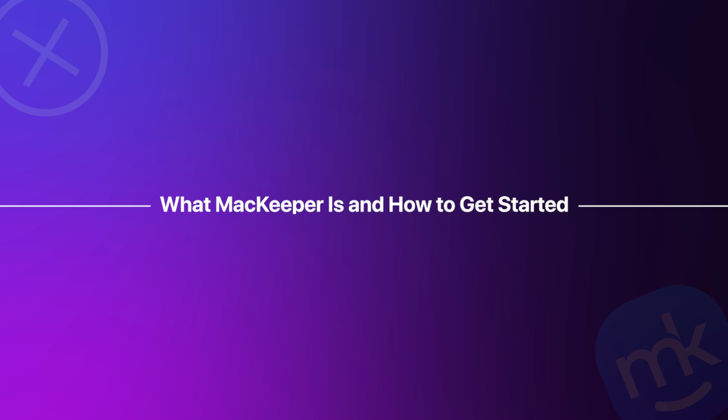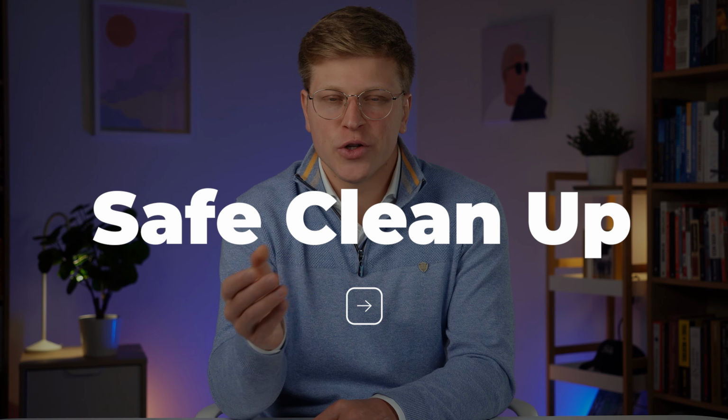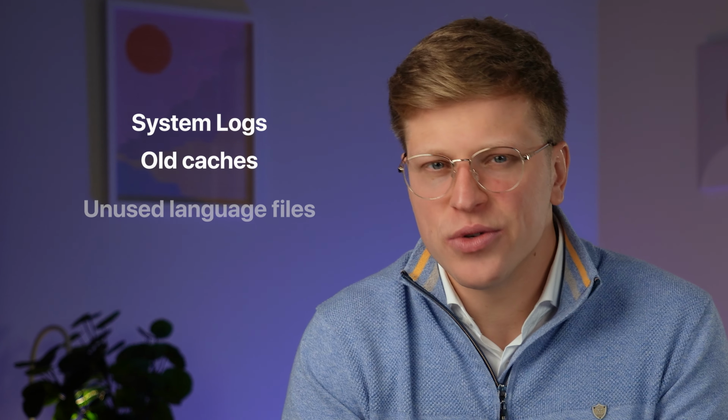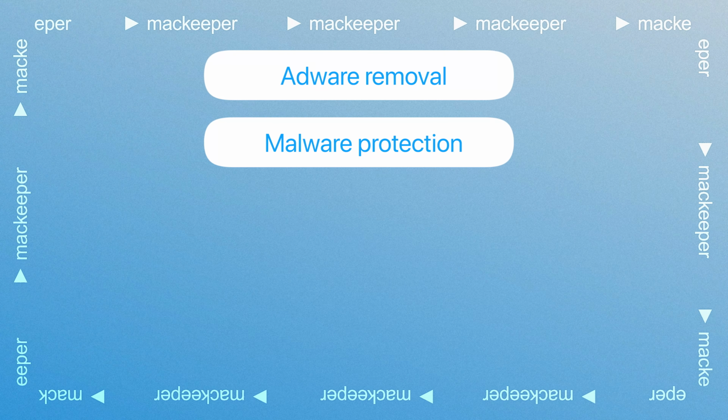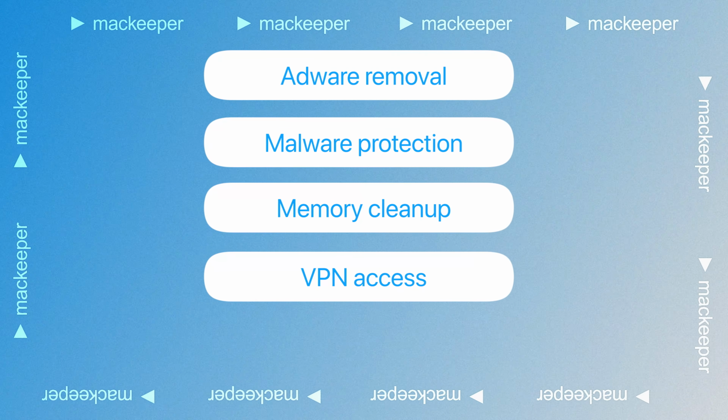What MacKeeper is and how to get started. MacKeeper is more than just a junk file remover. It's an all-in-one toolkit built specifically for Mac users. It's designed to clean, protect, and optimize your Mac without needing you to be a tech expert. One of its core features is Safe Cleanup, the tool that zeroes in on hidden clutter like system logs, old caches, unused language files, and leftover mail attachments. But it doesn't just stop there. MacKeeper also includes adware removal, malware protection, memory cleanup, VPN access, and even 24/7 tech support chat, making it a powerful companion for keeping your Mac healthy long term.